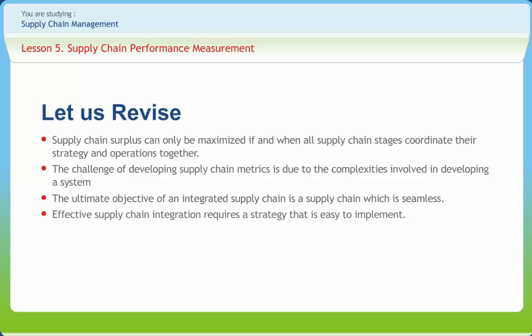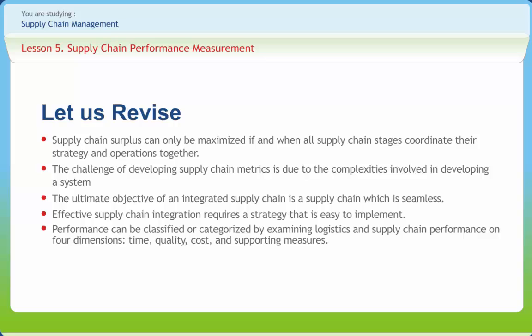Effective supply chain integration requires a strategy that is easy to implement. The metrics must be consistent with overall corporate strategy. Performance can be classified or categorized by examining logistics and supply chain performance on 4 dimensions: time, quality, cost, and supporting measures. There are also a number of service metrics that are often jointly developed by the firm with customers.